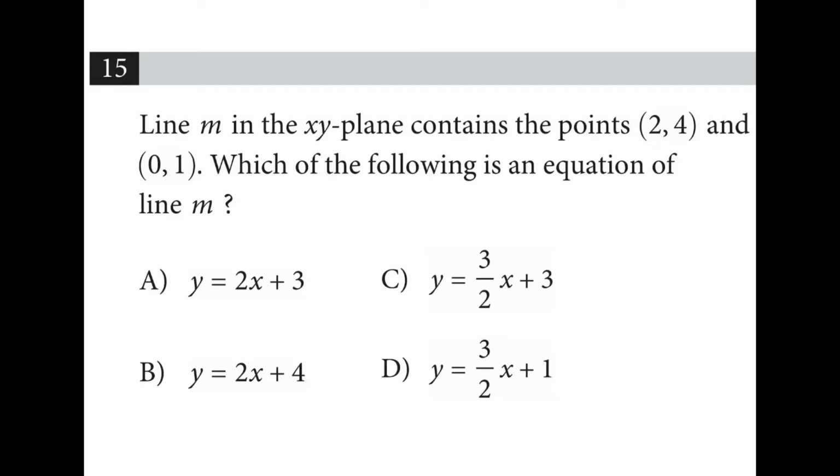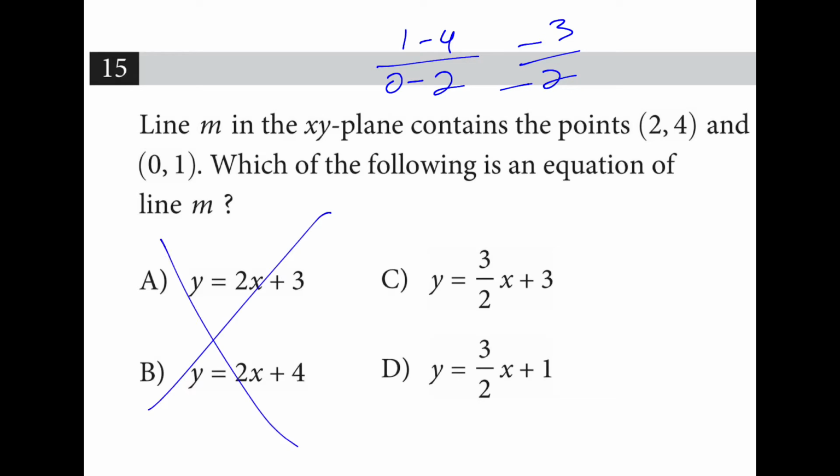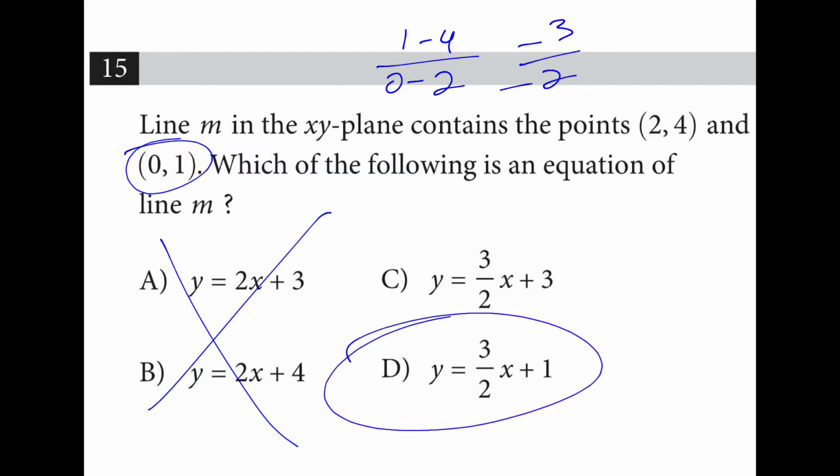If I use the slope formula, y2 minus y1 over x2 minus x1, I have negative 3 halves as my slope. Nope, negative 3 over negative 2. So it's not these. And since they tell me (0, 1) is a point, that tells me that my intercept is 1, because when x is 0, y is 1.